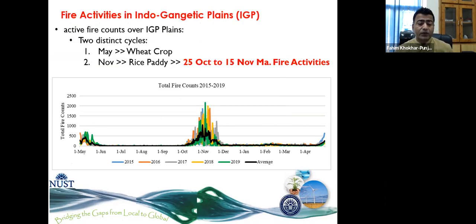Then I looked at the fire activity over the years over the Indo-Gangetic plains, the parts in Pakistani Punjab and Indian Punjab, some Haryana districts and Delhi district. So you see very prominent fire cycles. Two fire cycles take place here, in May to June, and then October to December. This is very common from 2015, 16, 17, up to 2019 in the neighborhood. So you see, this is rice paddy fires, and this is wheat crop residue fires. And this is very common, crops in both parts of Punjab.